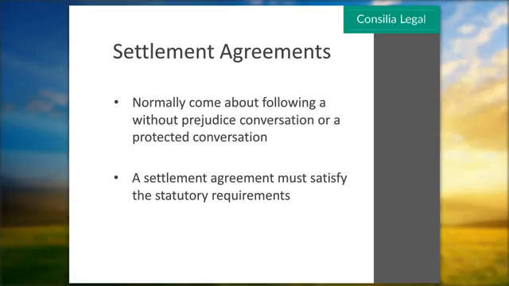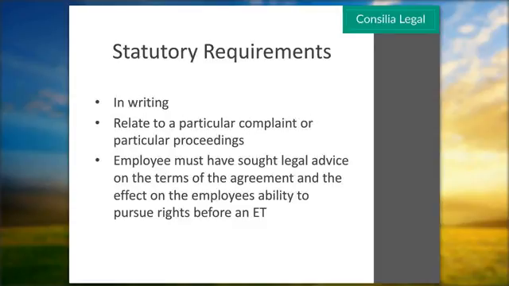Okay, so let's say you've had the without prejudice conversation with the employee. You've put it to them that there is another amicable way to resolve an issue or to exit the business, and that would be a settlement agreement, and they've asked for a copy of it. Okay, all settlement agreements have got to satisfy certain statutory requirements. So in relation to the statutory requirements, really the agreement has got to be in writing. It's got to relate to a particular complaint or particular proceedings. So as I said, it could settle an ongoing claim in the tribunal. Similarly, you could go through ACAS, but in this scenario.